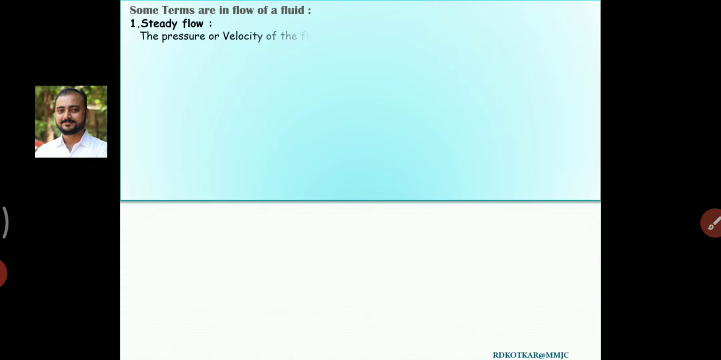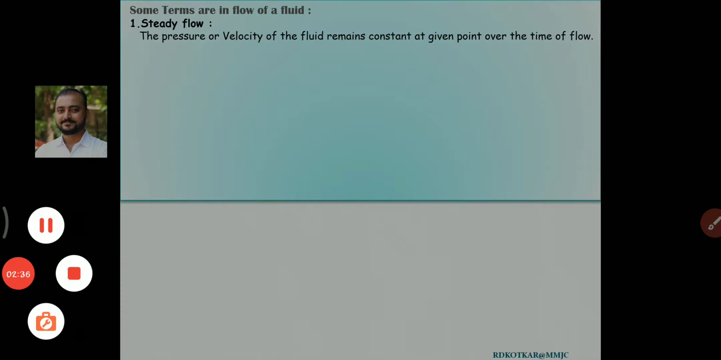First one, steady flow. What is a steady flow? The pressure or velocity of the fluid remains constant at a given point over the time of flow. Means if we consider a liquid flow in which we observe that the pressure or the velocity of the fluid remains constant at a given point as long as the flow continues, that is called steady flow.